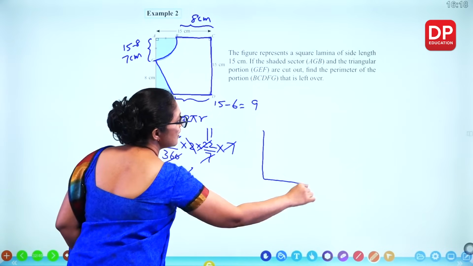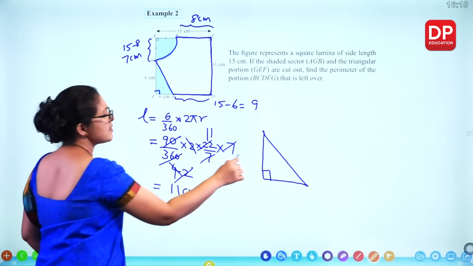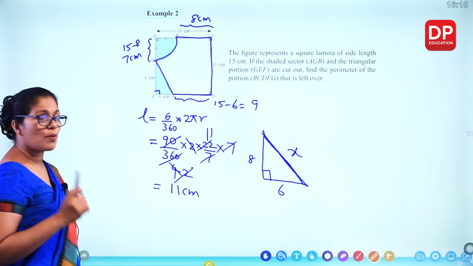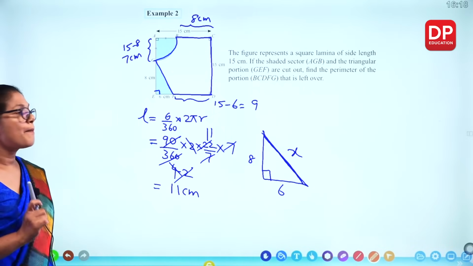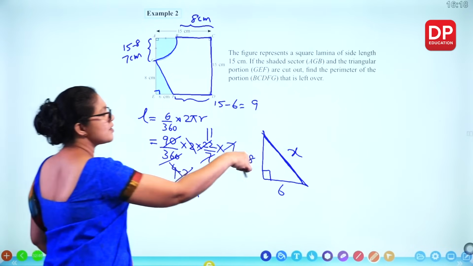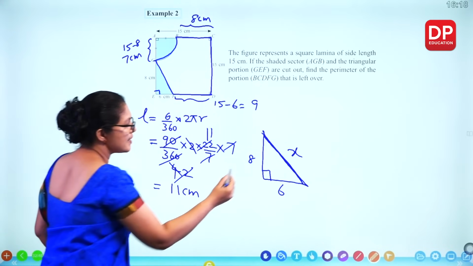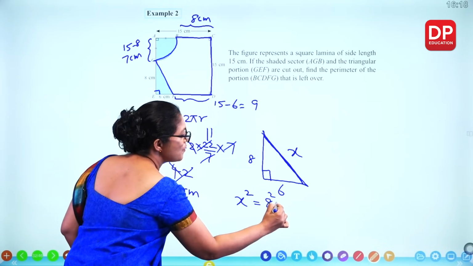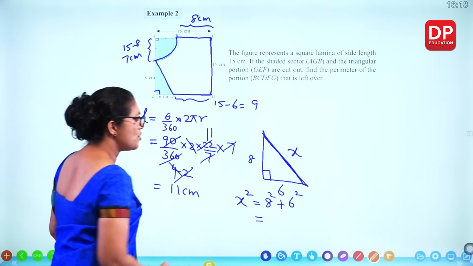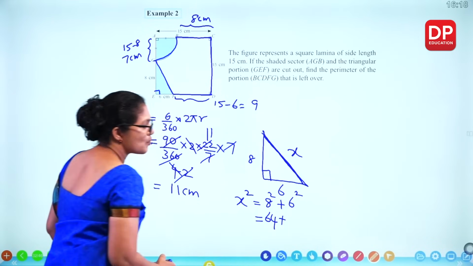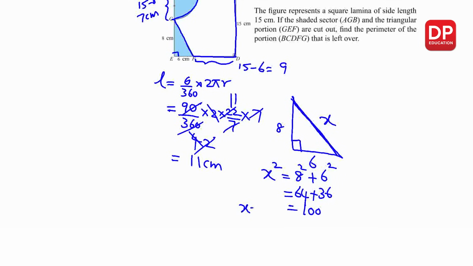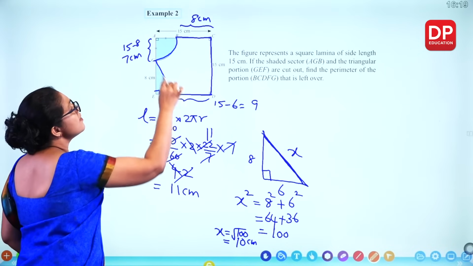So what you get here is a right angle triangle. One side is 8, the other side is 6. We need to find out this length. So what's the theorem we can use? We can use the Pythagoras theorem. According to Pythagoras, the hypotenuse squared is equal to the sum of the squares of the other two sides. When you do that, 8 squared is 64, 6 squared is 36. When you add these two together, you get 100, the square root of 100. So what is the square root of 100? You get 10 times 10, so 10 centimeters. So you found this side is 10.